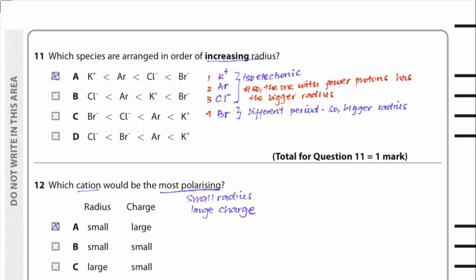Question 11. Which species are arranged in order of increasing radius? Let's reason this out. Potassium ion, chloride, and argon are all isoelectronic. Bromide ions have more electron shells, so the radius of bromide is the biggest. However, for the isoelectronic ones, the one with more protons has greater attraction to the outer shell, hence a smaller radius. So the order of increasing radius is potassium, argon, chloride, and finally bromide. The answer is therefore A.